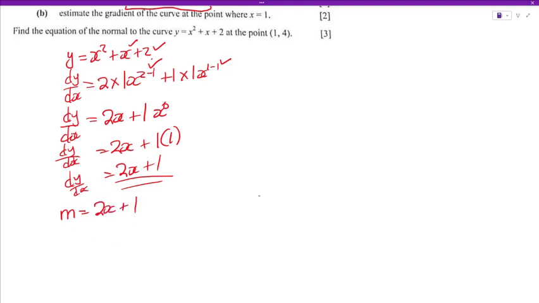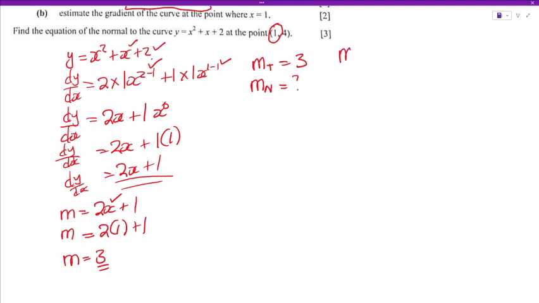This is your differentiated function. Now we're going to say where there is x, you get your x from here and put it in there. So 1 there plus 1, meaning your gradient is going to be 3. 2 times 1 is 2 plus 1, that is a 3. Now this one you have found is the gradient of the tangent. We now need to find the gradient of the normal. So the gradient of the normal will be equal to what?